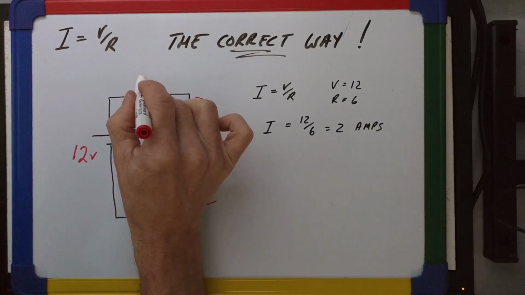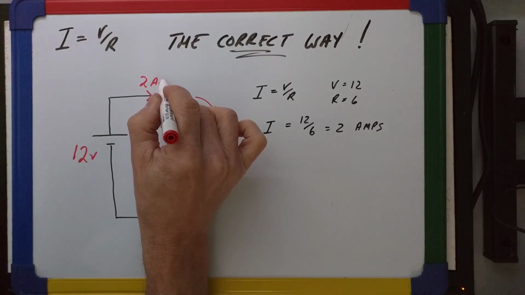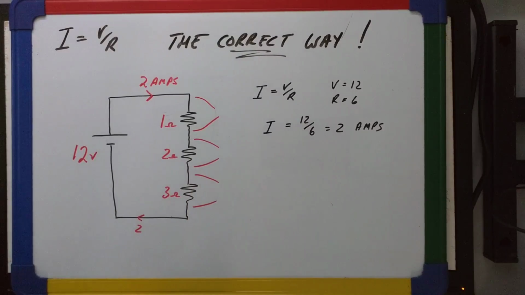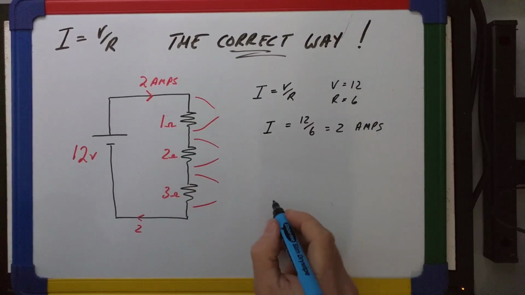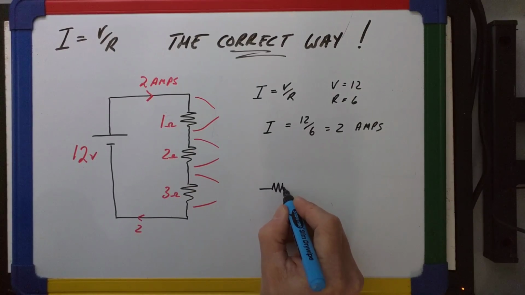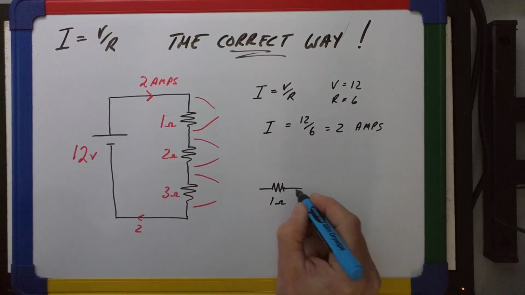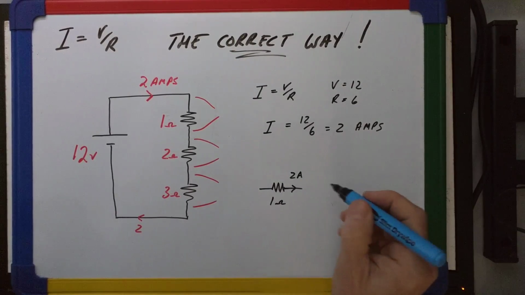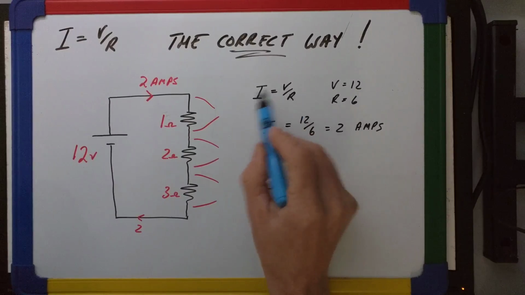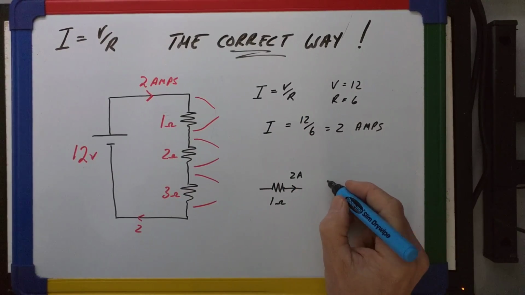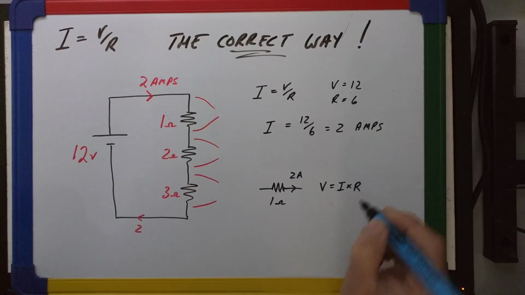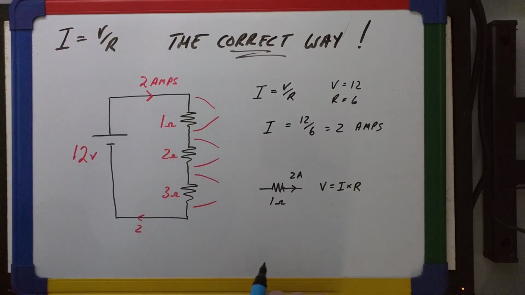So we now know that here we've got 2 amps flowing, and there's going to be 2 amps flowing there, 2 amps flowing in between, 2 amps flowing through each of the resistors. So if we take this top resistor, it's a 1 ohm resistor, and it's now got 2 amps flowing through it. If we rearrange this equation, instead of being I equals V over R, we can rearrange it to V equals I times R. Same thing, just rearranged around the other way.